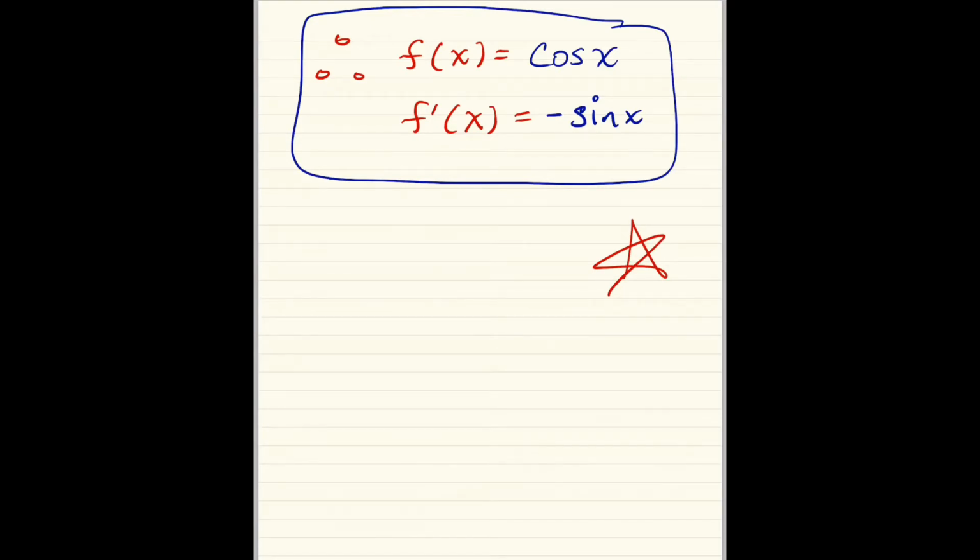So now you know that the derivative of sine x is cosine x, and the derivative of cosine x is negative sine x. I'm going to give you a little secret before I close this video. Every trig function that starts with a c, their derivative will be a negative.